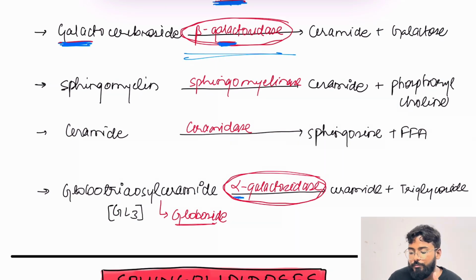Next, moving on to sphingomyelin. Sphingomyelin is broken down to ceramide and phosphorylcholine. Again, it is really easy to remember, because the enzyme responsible for breakdown of sphingomyelin is sphingomyelinase. So sphingomyelin goes with sphingomyelinase. And ceramide is broken down into sphingosine and free fatty acid, and the enzyme is ceramidase. So this is also not a problem.